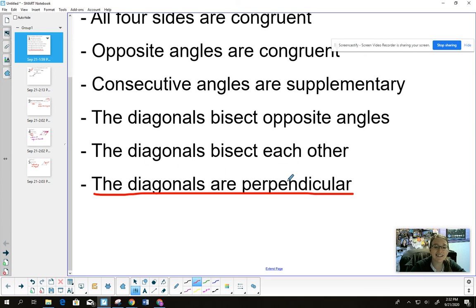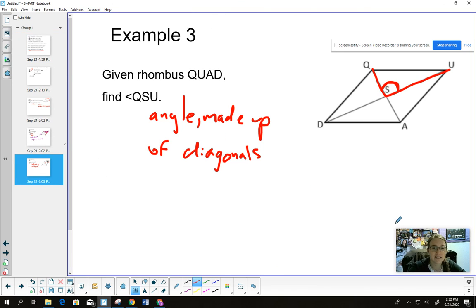If the diagonals are perpendicular, that tells us the degrees, because perpendicular means crosses at a right angle. So this is actually a right angle right here. And how many degrees are in a right angle? 90 degrees. So angle QSU actually equals 90 degrees right there. So all of these, if the diagonals are perpendicular, all of those angles actually equal 90.